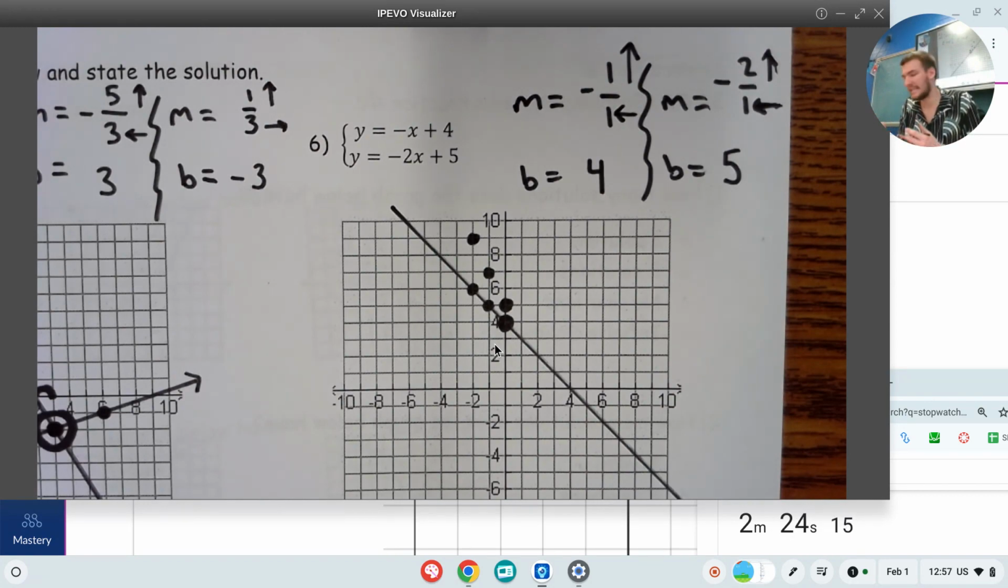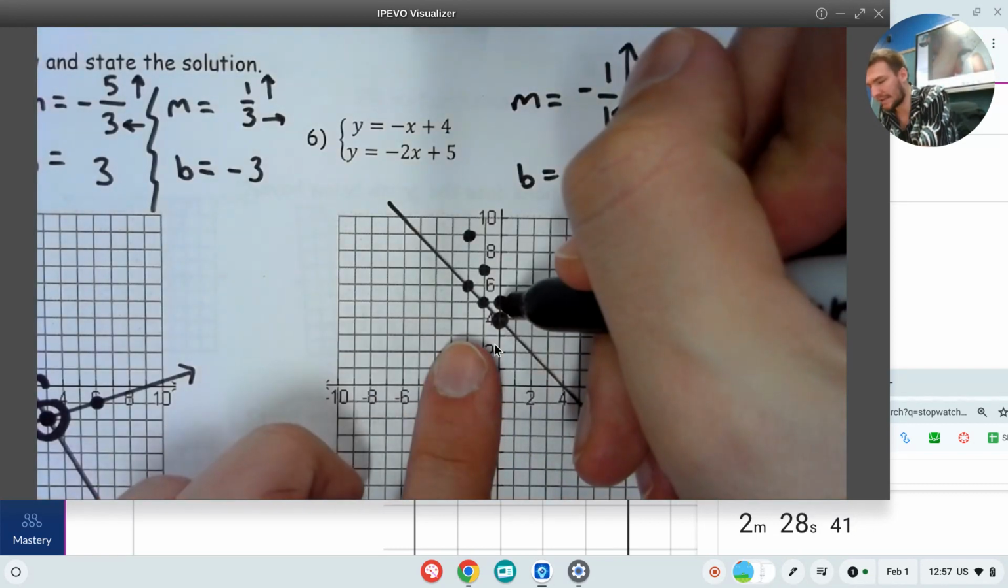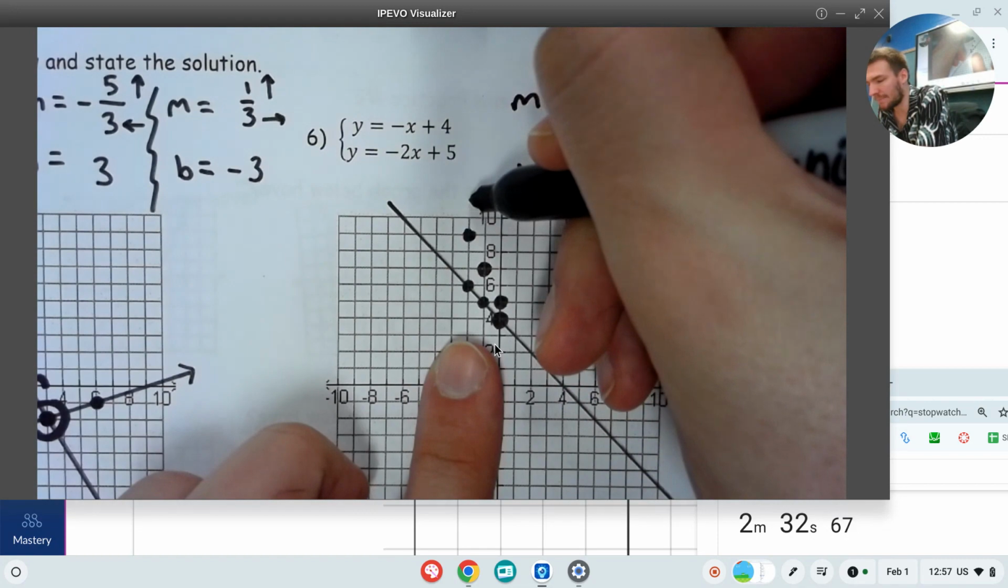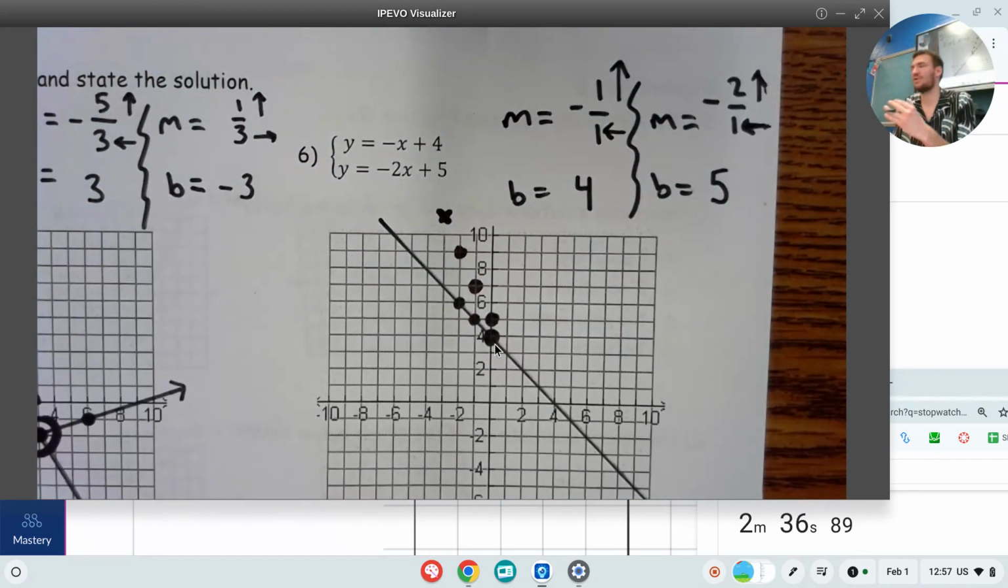All right? Keep going. So we're going up 2, left 1. We start here. Up 2, left 1. Up 2, left 1. Up 2, left 1. And we run out of room. So now let's go the opposite direction.